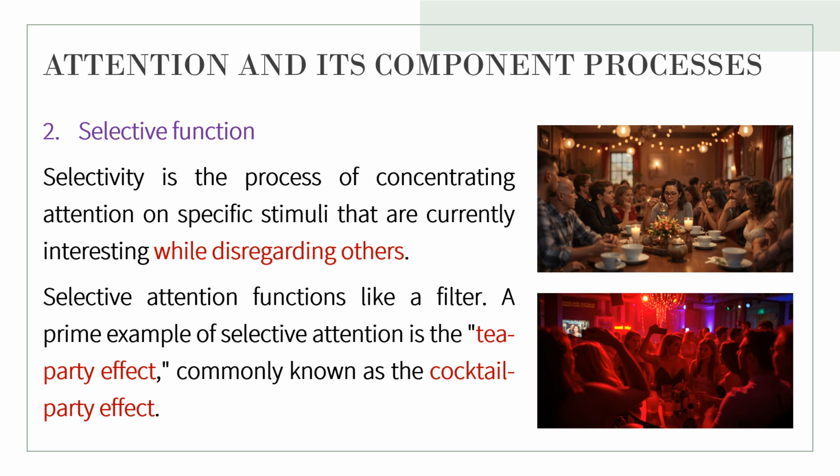There are lots of people and lots of noise, but the people are divided into groups, or two people are conversing with each other. So they focus on what they are talking about. And for example, if someone in another group at the same party takes the name of that person, the person becomes selectively attentive towards that conversation. So this is the selective function, which disregards the other stimuli.